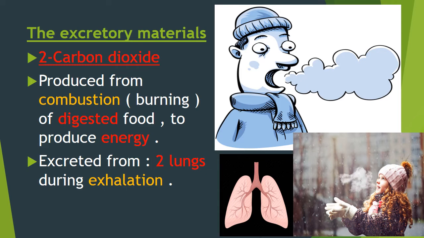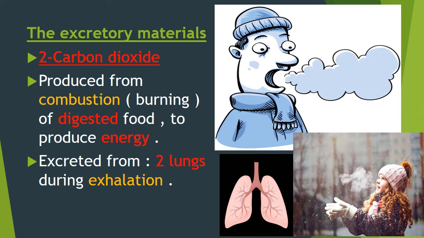This process produces carbon dioxide, okay? The carbon dioxide is produced from combustion and burning of digested food to produce energy. How do we get rid of carbon dioxide, or where is it excreted from? It's excreted from the 2 lungs. What's meant by the 2 lungs? They are the organs in your chest, okay?